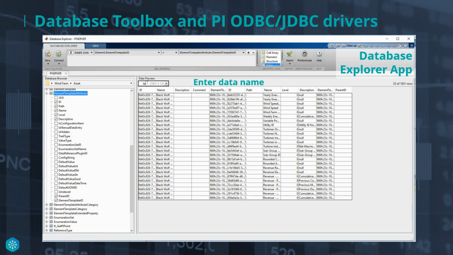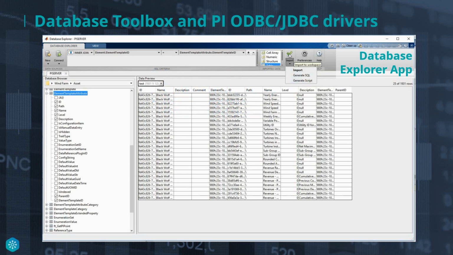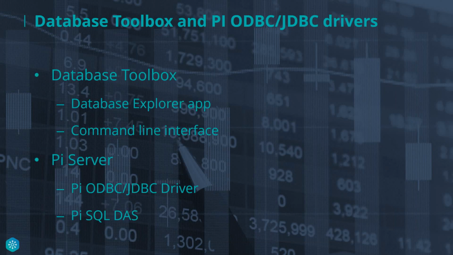data. I can change the data name all from one environment. I can also choose how I want to import this, either as data, or generate the SQL query for my command, or generate a script so that I could later automate the process. You will see I have chosen to just import the data, and here is my data test in the MATLAB workspace. Using the Database Toolbox, you can explore your databases with either the Database Explorer app or a command line interface. To connect to a PI server, you will need the PI ODBC or JDBC driver and PI SQL DAS.